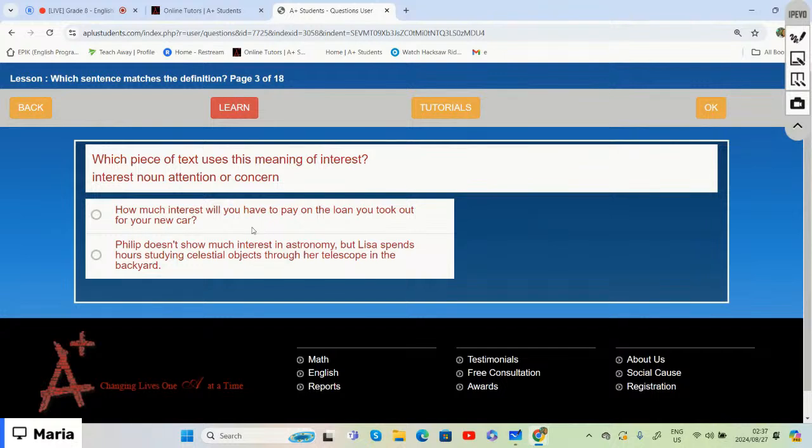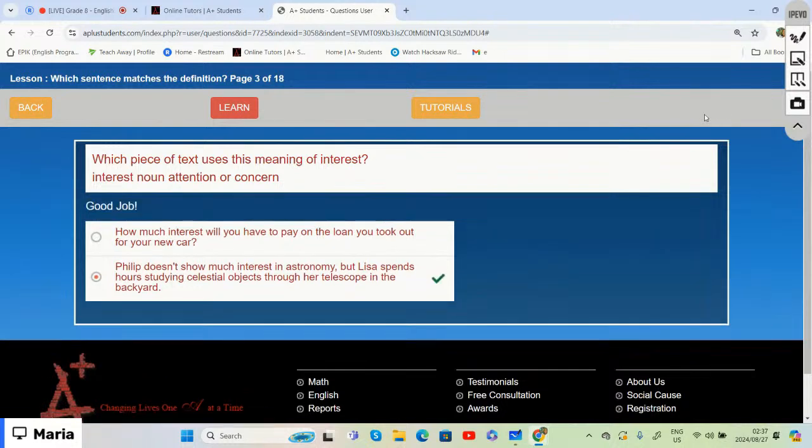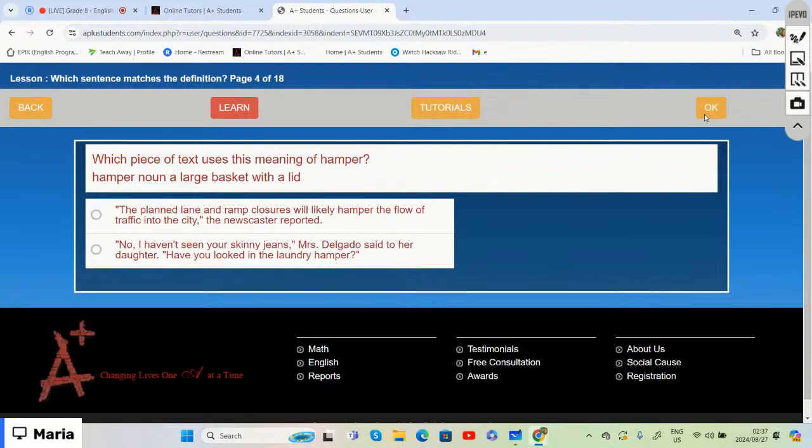And if we were to choose the correct one, where interest means attention or concern, then we can say option two, Philip doesn't show much interest in astronomy, but Lisa spends hours studying.